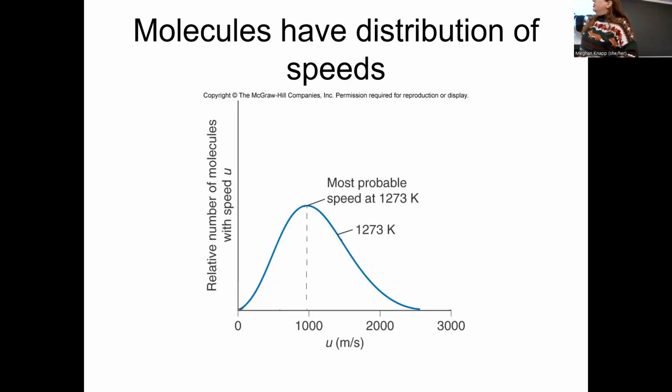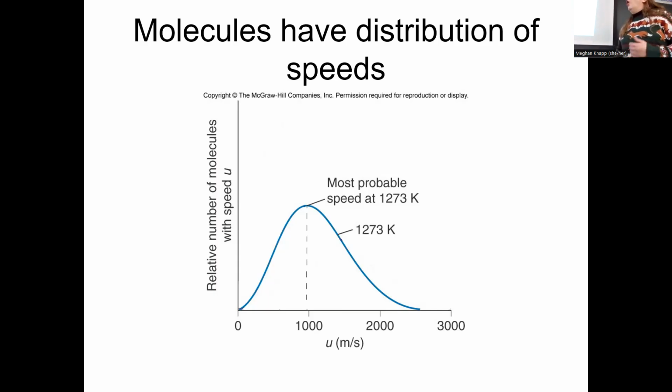So our vertical is the number of molecules that are going that speed, or they say the relative number. So think of it as a percent. All of the area under here is all of the molecules. That's 100%. And then this is the percent that are going just this exact speed. So the most probable speed is, of course, the one where most of the molecules are going that rate.